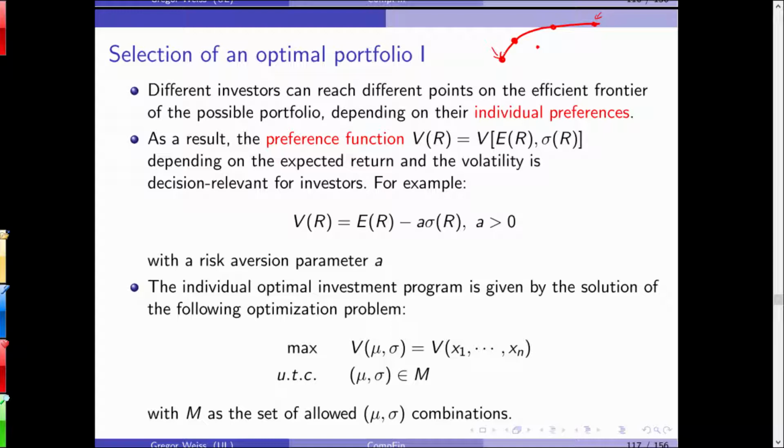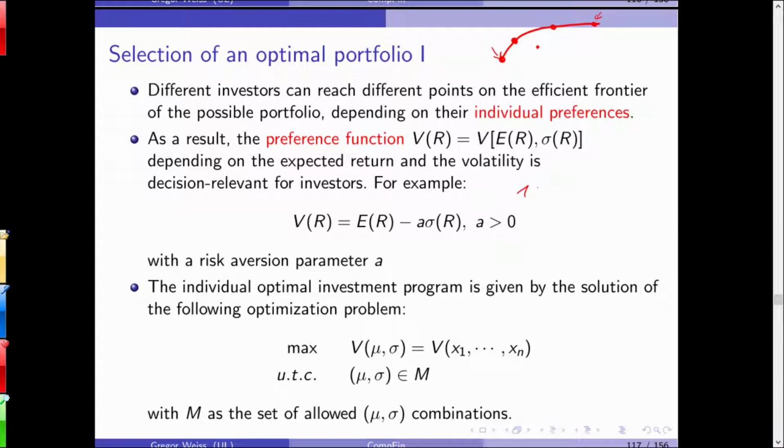And in this case, we can come up, for example, with a preference function V that depends on the expected return and the volatility of the return. A very simple example of such a utility function or preference function is the following. V is defined as the expected return minus A times the volatility, with A larger than 0. A obviously is a risk aversion parameter. Why? If we say A is 1, this would mean that every unit of volatility is subtracted from the expected return, and the higher volatility is, the lower the preference function's value or the utility will be.